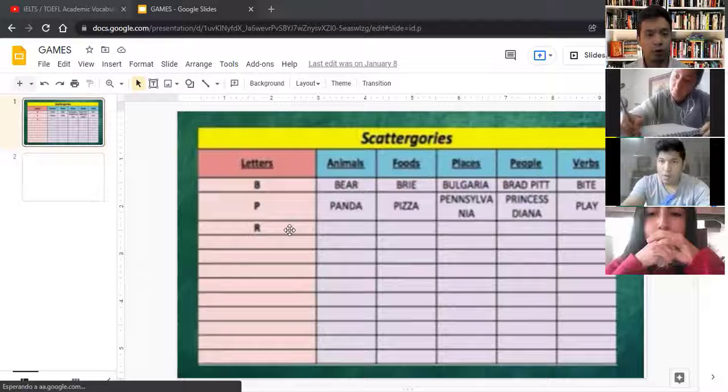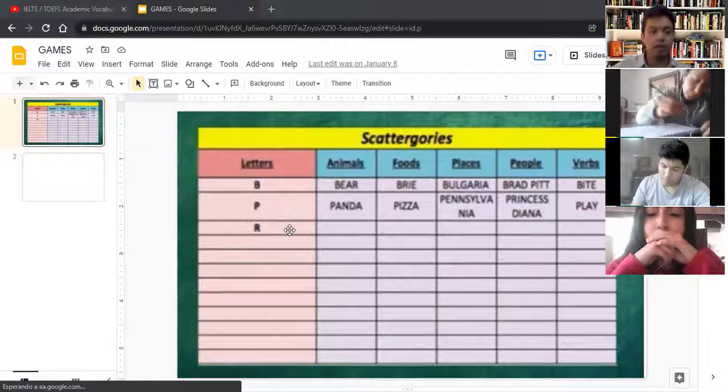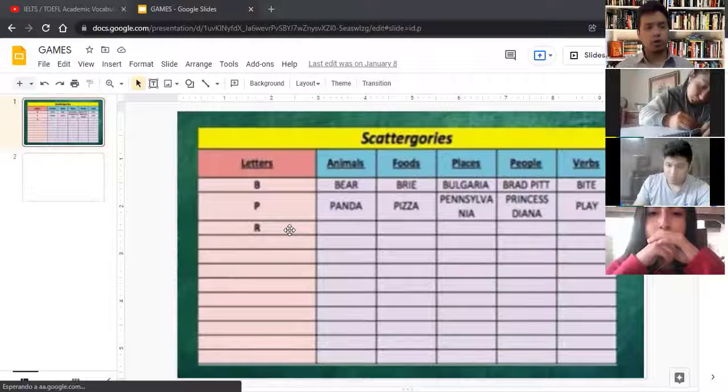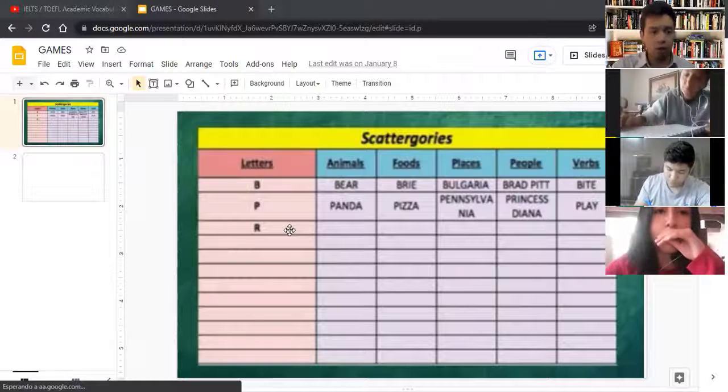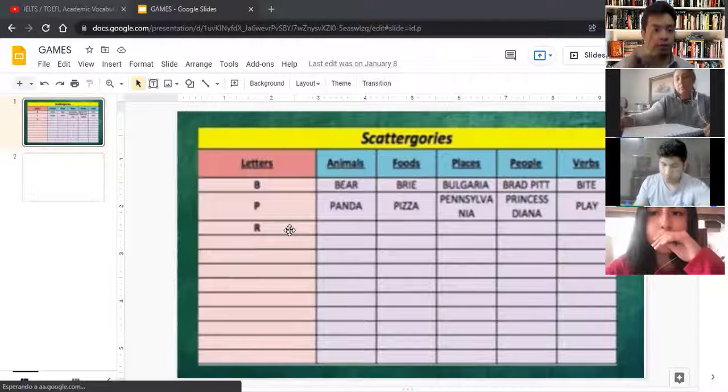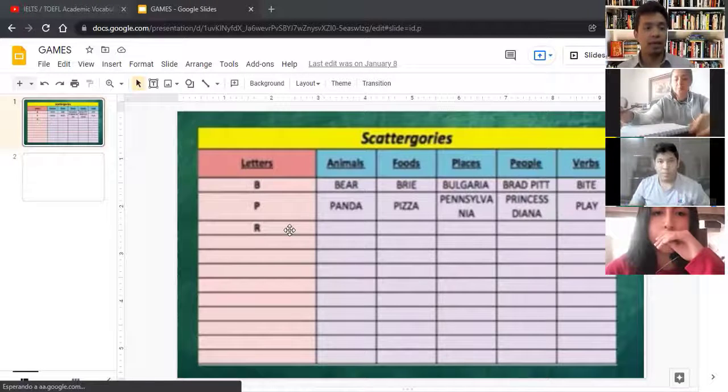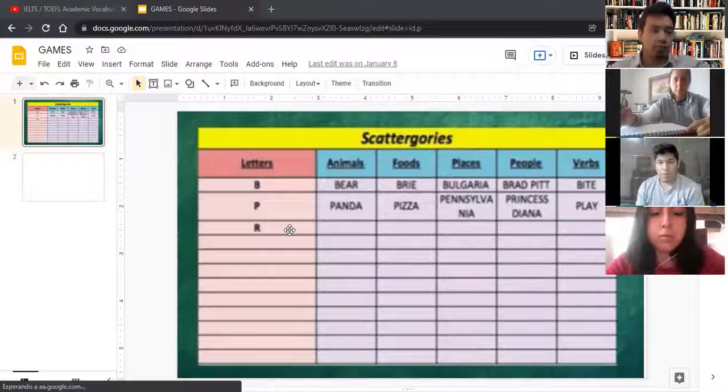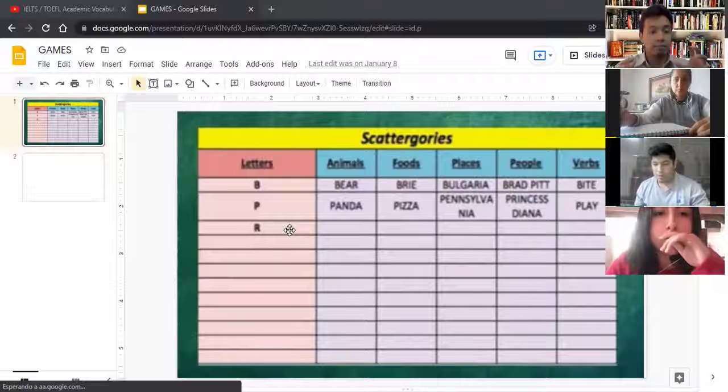Exactly. So now, guys, I'm going to give you 1 minute. I give you the letter or the word, and then you have 1 minute to fill all of the columns. The first person who has everything has to tell me, "Teacher, time's up," or "I'm ready." That basically means that you have finished. So you have to tell me, "I'm ready."